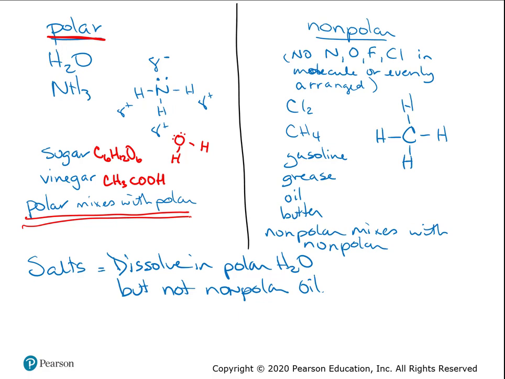C6H12O6. Yeah, it does have 12 hydrogens. And it's the carbon and the hydrogens. C6H12O6. So things that are polar mix with things that are polar.